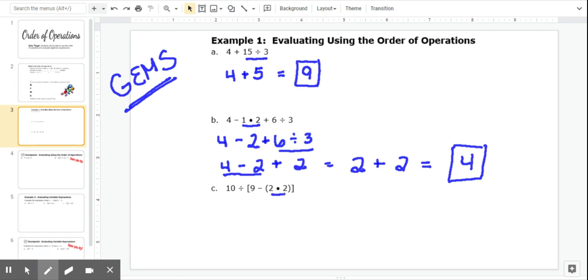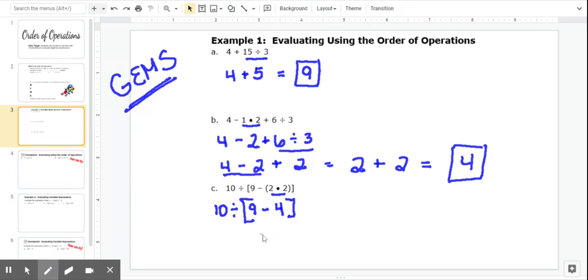Inside the parentheses, it says 2 times 2. So I must do that first. That gives me 4. At this point, I can drop the parentheses, but everything else, including the brackets, need to be brought down. All right, parentheses are done. I still have another set of grouping symbols. I have these brackets here. So I must do what's inside the brackets next.